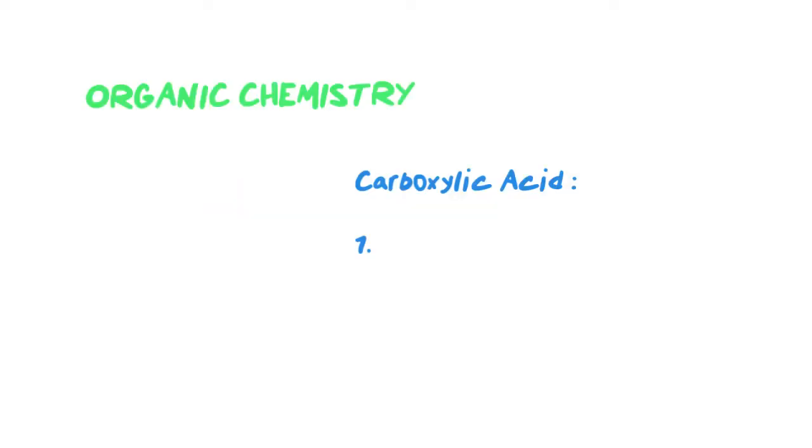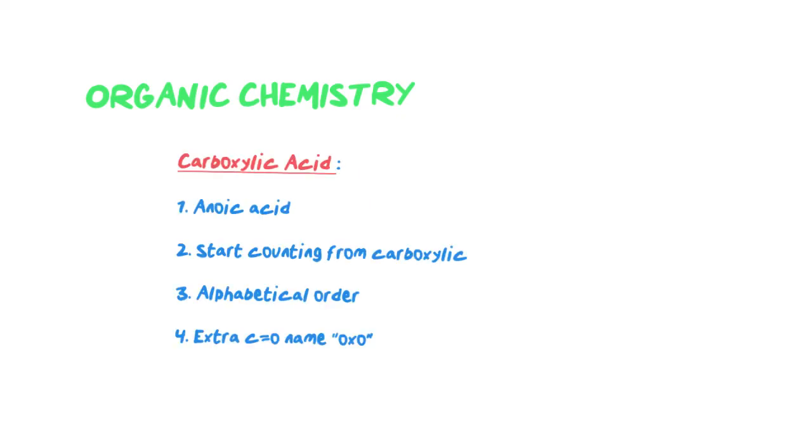So what are the rules for naming the carboxylic acid? To name carboxylic acid, you have 5 rules to follow to make your life easier. So you're going to give "anoic acid" to the name. Second, you will start counting your chain from the carboxylic acid, since in this case it's your priority. Then, in order for you to organize the name, you will give it in alphabetical order.